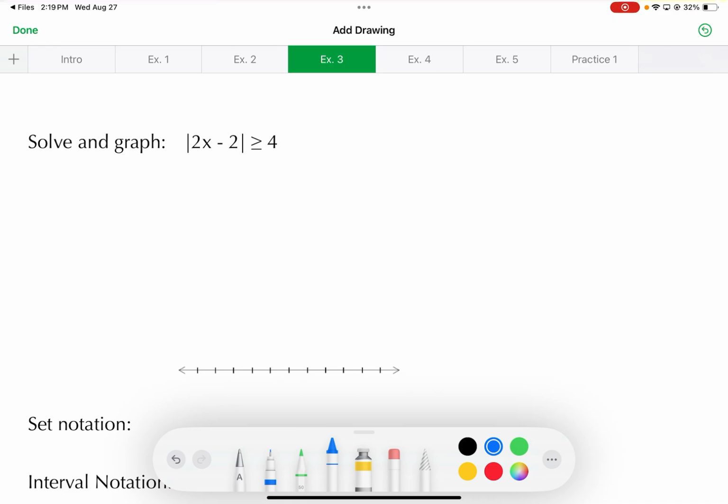So what does it mean to find the absolute value of a number? Yeah. Go ahead. Oh, to find the distance from 0? To find the distance from 0 on the number line, right? The absolute value of a number is its distance from 0 on the number line. Okay, so I want the absolute value of 2x minus 2 here to be greater than or equal to 4.